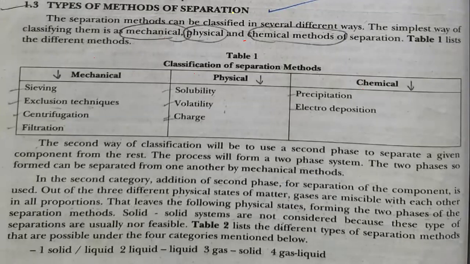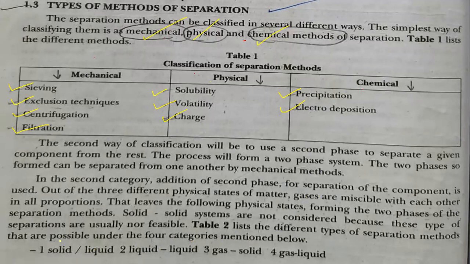So the types of methods of separation: mechanical, physical, and chemical methods are there. What are the mechanical ones? Sieving method, exclusion technique, centrifugation, then filtration. Then the solubility technique comes under the physical methods of separation. Volatility is there, then charge separation is there. Then under the chemical methods, precipitation technique is there, and electrodeposition method is there.